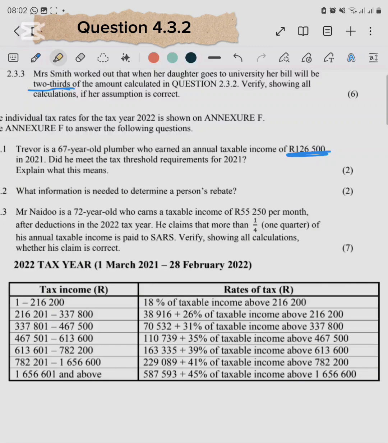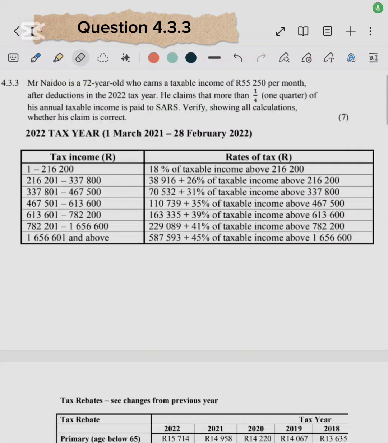Right. Then they ask, what information is needed to determine a person's rebates? Well, rebates are based on age, so you need to know the person's age. That's the only thing you really need to know, because that will tell you which rebate they get. Right. So 4.3.3, we've got all about Mr. Naidu. We're told he's 72 years old, so that already tells us second rebate. We know his taxable income per month, and then he claims that more than a quarter of his annual taxable income is paid to SARS. They want us to verify this.